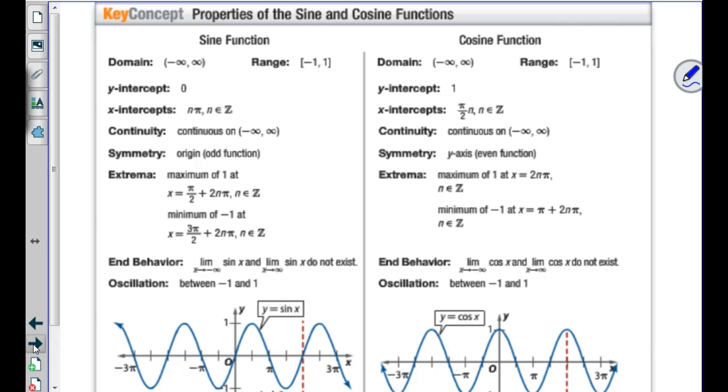We talked about the basic shape of the sine graph last week, which started at the midline and went up and down. Remember that? And the cosine graph, which started at the maximum and then went up and down. Okay, that's what we're going to need today, is that idea.